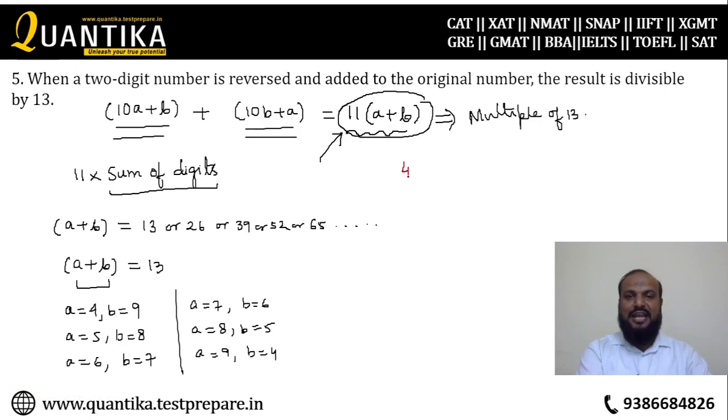So the numbers can be 49, 58, 67, 76, 85 and 94 in succession. These are the 6 numbers that satisfy the given criteria completely. No other number is possible which satisfies the above question.